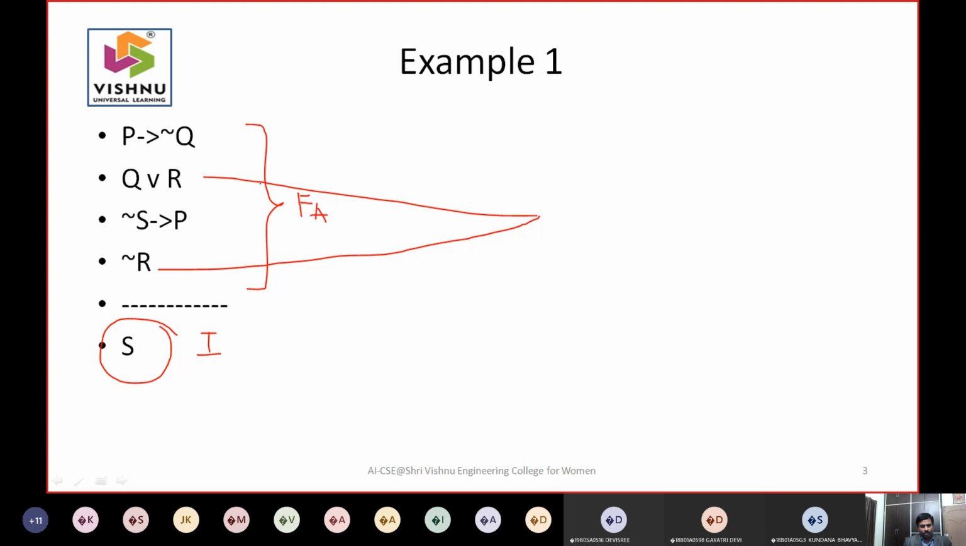See, straight away you can combine with R. You will get Q, R, R. You can write an R here and negation of R. So what you get here is only just a Q. So from these 2 statements I got a Q. Then how can I proceed?